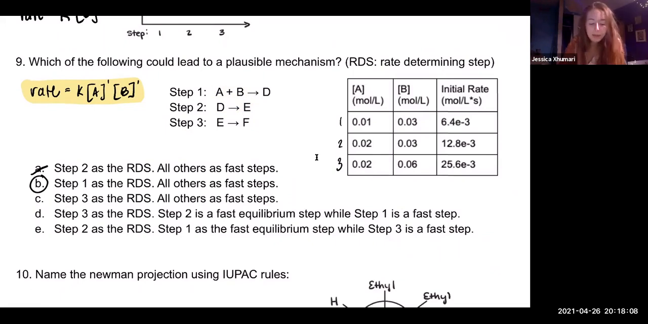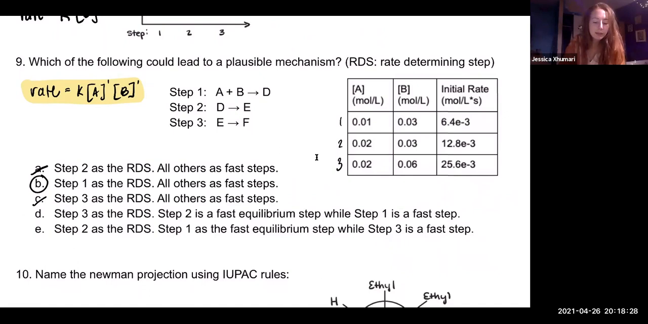C is saying step 3 as the rate determining step, all others as fast steps, not fast equilibrium, nothing. So therefore, we expect just E to be in our rate law, which we don't see. So that's not going to be true either because we trust the experimental data, right?